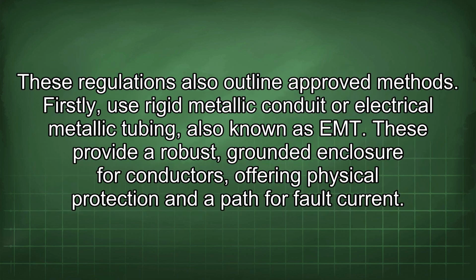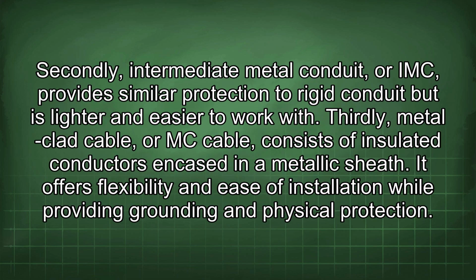These regulations also outline approved methods. Firstly, use rigid metallic conduit or electrical metallic tubing, also known as EMT. These provide a robust grounded enclosure for conductors, offering physical protection and a path for fault current. Secondly, intermediate metal conduit, or IMC, provides similar protection to rigid conduit but is lighter and easier to work with.